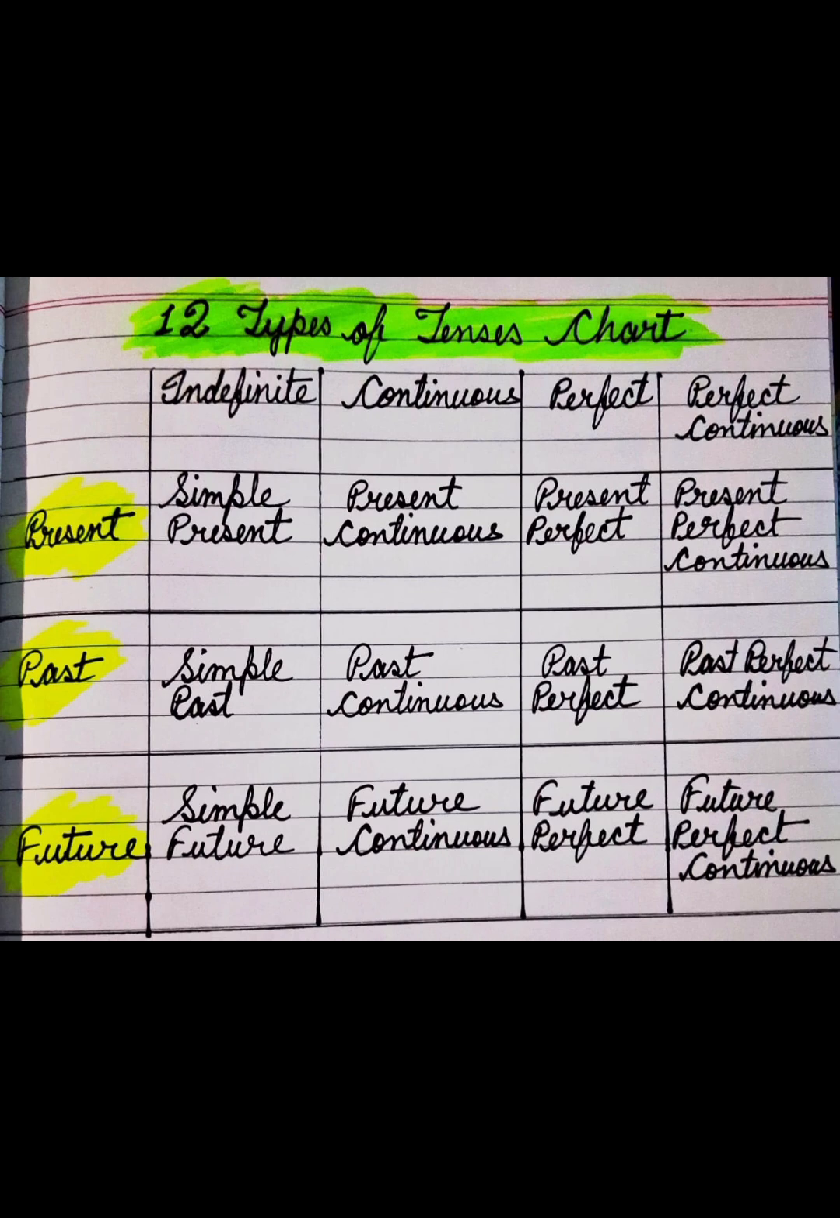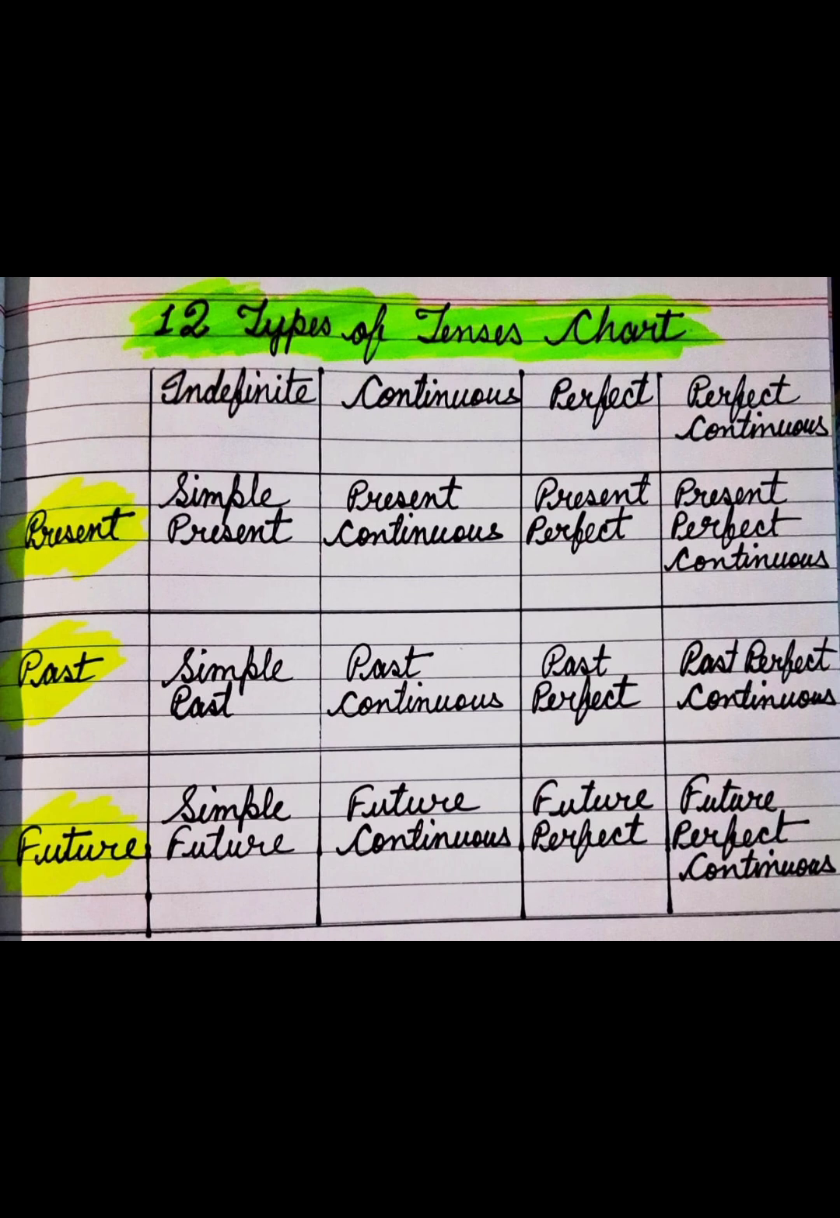Now come to past tense. The past tense tells us about actions that happened before. Past indefinite or simple past. I played football. Past continuous, I was playing football. Past perfect, I had played football. Past perfect continuous, I had been playing football for 2 hours.